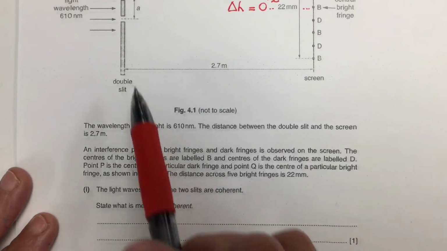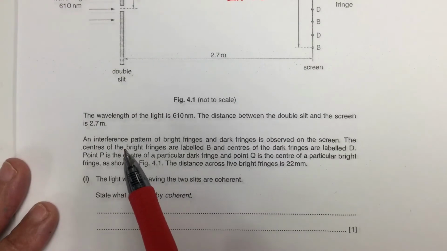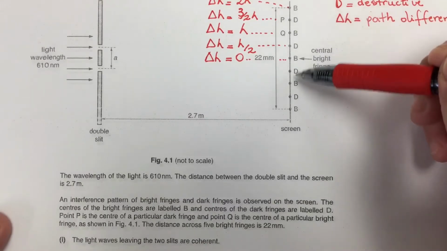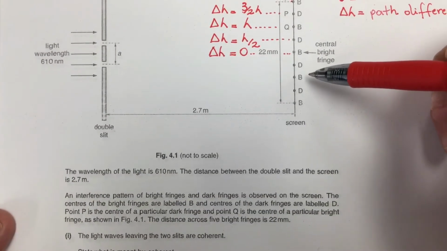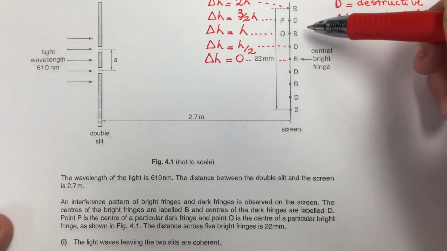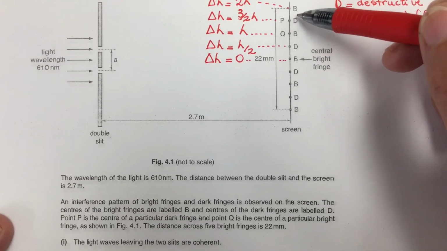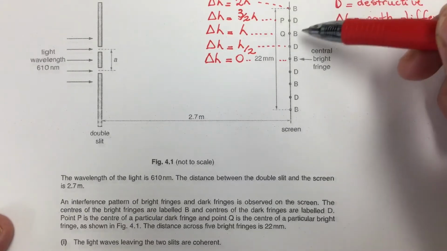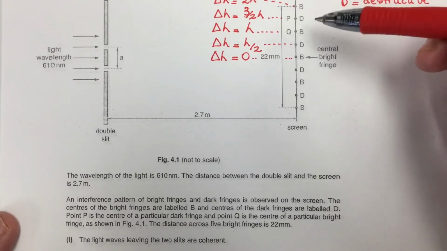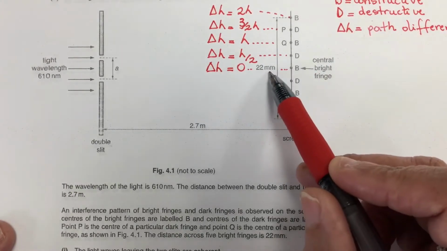The distance between the double slit and the screen is 2.7 meter. An interference pattern of bright fringes and dark fringes is observed on the screen. The centers of the bright fringes are labeled B and the dark fringes are labeled D. Point P is the center of a particular dark fringe, and point Q is the center of a particular bright fringe. The distance across 5 bright fringes is 22 millimeter.